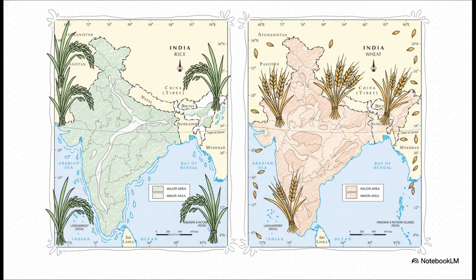On the left, we have the rice-producing areas. See that dark green part? That's the major belt. Notice how it covers the northern plains, the northeastern states, and the coastal regions. Now look at the map on the right for wheat. The major area, shown in brown, is concentrated in the Ganga-Sutlej Plains in the north and northwest. My advice to you is to take an outline map of India and practice shading these two areas. It will really help you remember.